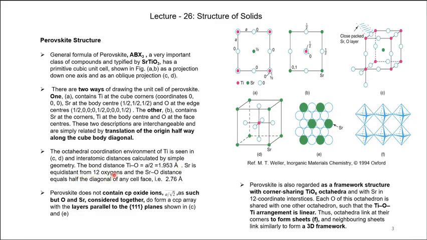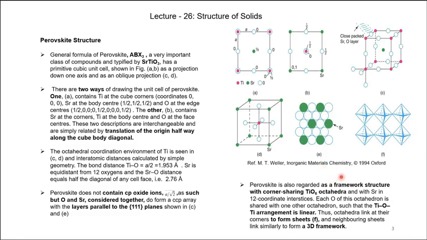Strontium is equidistant from 12 oxygen, and the strontium oxygen distance equals half of the diagonal of any face, and that is about 2.76 angstrom. Another thing: perovskite is not a close-packed structure as such, but oxygen and strontium, if we consider them together, do form a cubic close-packed arrangement. In this figure we can see the close-packed arrangement, which is parallel to plane 1, 1, 1, shown in C and also in E.